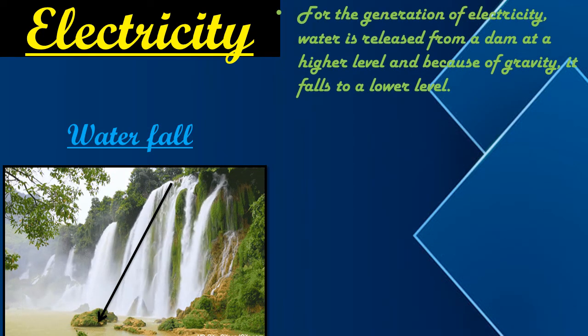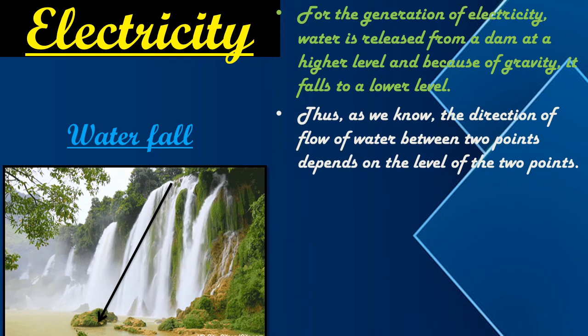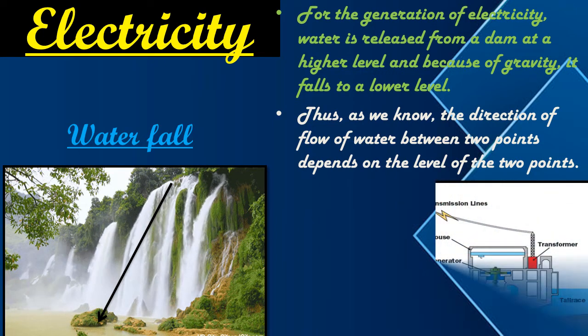So students, for the generation of electricity, water is released from a dam at a higher level, and because of gravity it falls to a lower level. I hope you all know that dams are used for generation of electricity, dam water is used. And as we know, the direction of flow of water between 2 points depends on the level of the 2 points, from higher level to lower level.